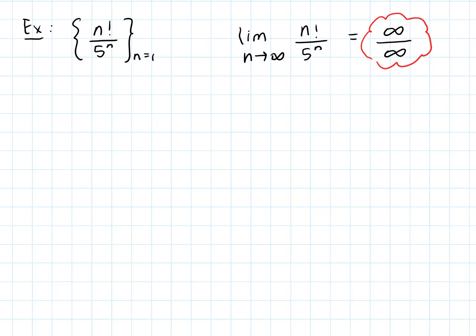And so we do have infinity over infinity, and you might think, I'm just going to apply L'Hopital's rule, which would be fine for the denominator, but we don't know how to take the derivative of n factorial. So we can't actually apply L'Hopital's rule here in order to take this limit. So we have to do some other strategy.